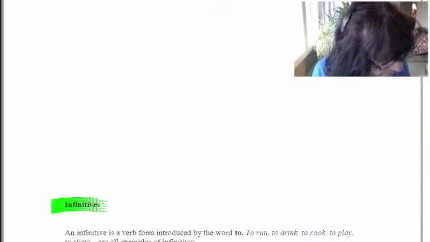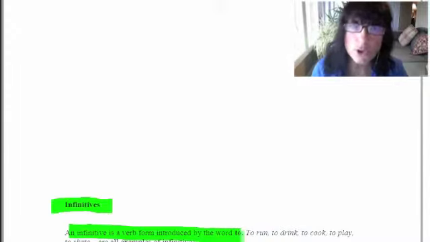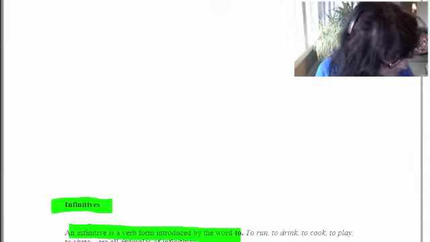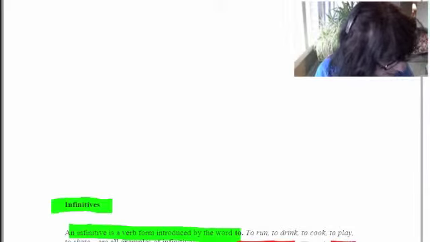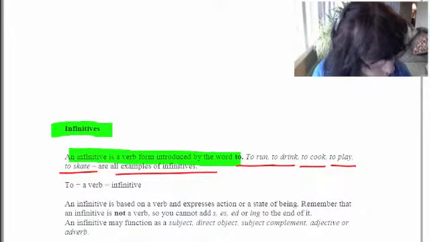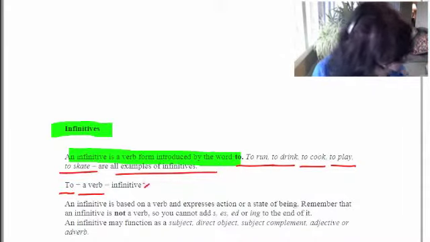An infinitive is a verb form, but it always has the word to in front of it. It will never be the main verb, but it's a verb form and it has the word to. I provided you with a few examples such as to run, to drink, to cook, to play, or to skate. These are all examples of infinitives. So keep in mind that an infinitive is always the word to plus a verb.